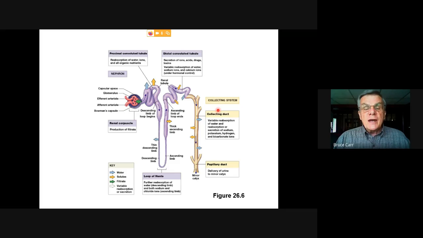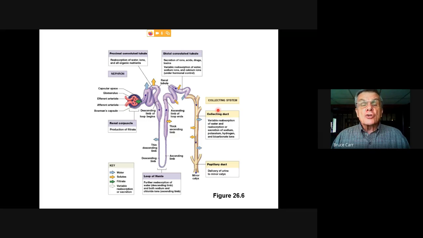So if you see an arrow colored blue, it's water movement. If you see an arrow colored yellow, we're transporting solutes. If the border of that arrow is solid, it's constant. It's going on as long as the material flows. And if you see it with a dotted line, that means it's variable. It happens only when it's needed.